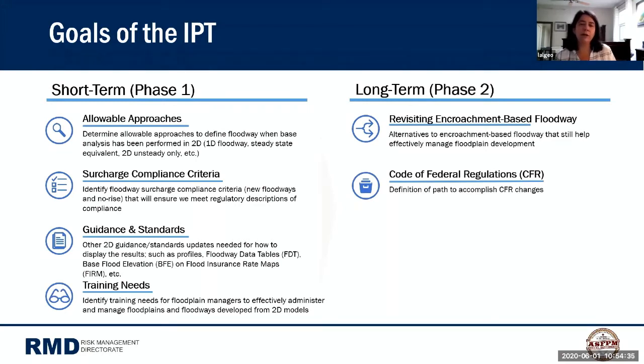And then we also have phase two, which is our long term, where we're really looking at, do we need to look at changing our Code of Federal Regulations? That is a very long-term process, and it's one that if we never get started, we won't, right? So we are looking at what we might need to do, but also trying to understand, is the 1 foot rise appropriate or not? Should it be something different?